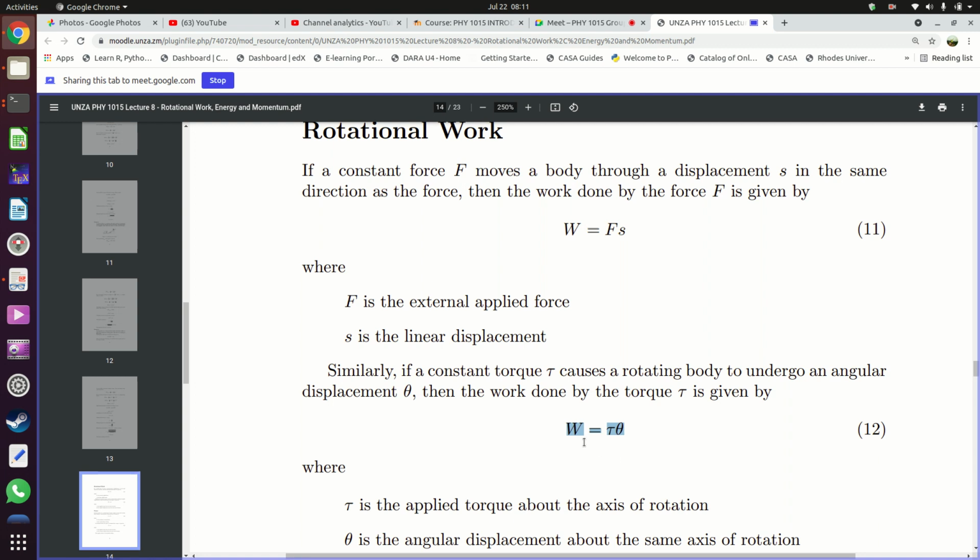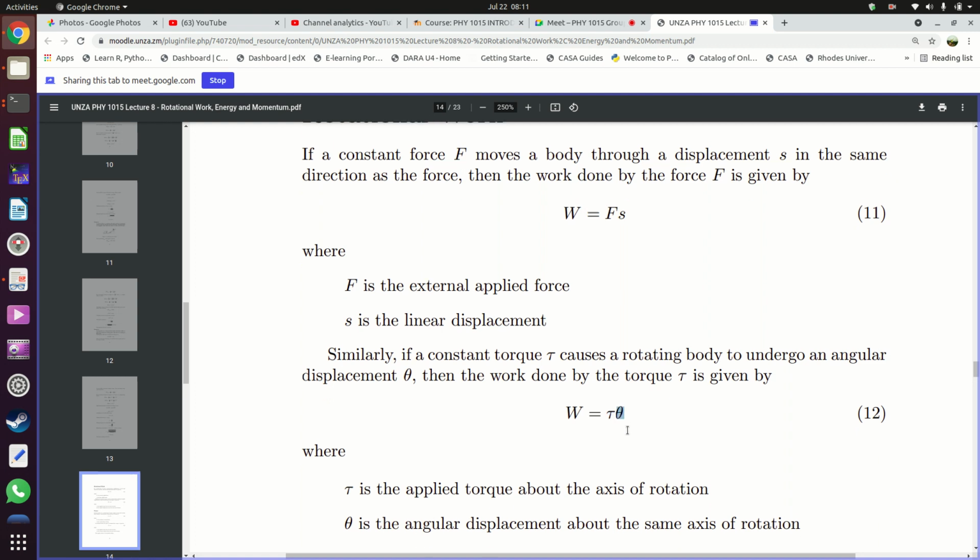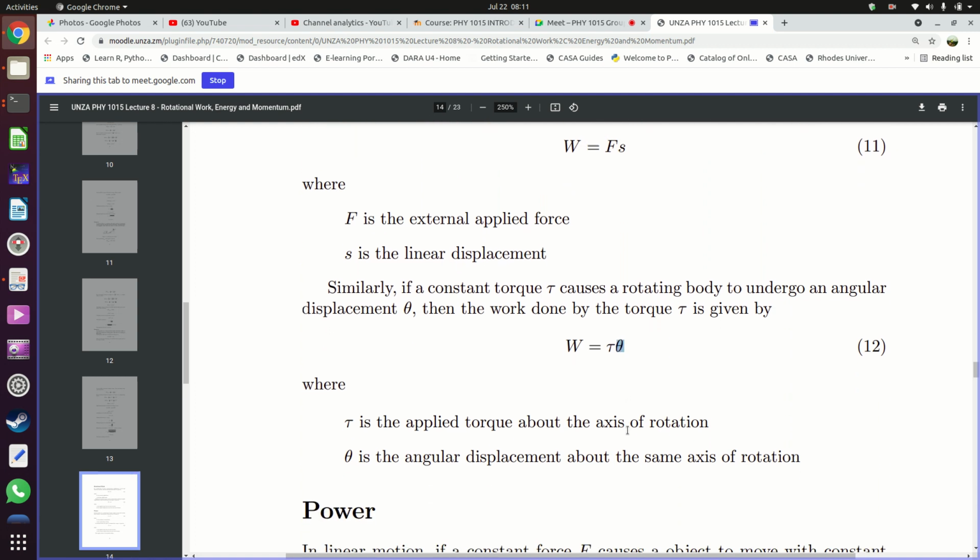Are we clear? So you apply a torque. This torque causes an object to rotate, and when this object is rotating, it undergoes an angular displacement, theta. So in that case, the amount of energy you have transferred to this particular object which you are spinning is what is referred to as rotational work. The rotational work is equal to the torque multiplied by the angular displacement. Work also has units of joules.